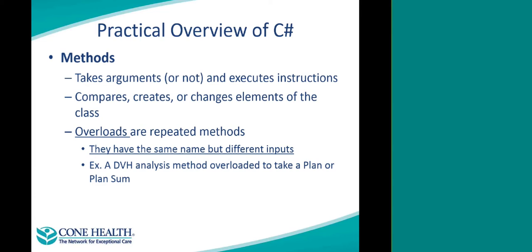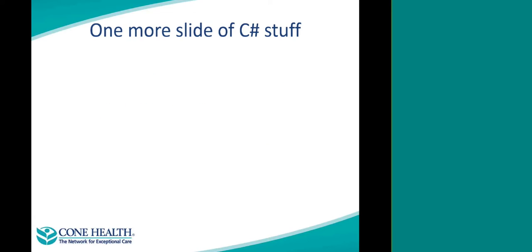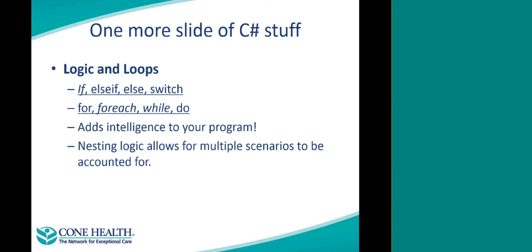And a good example in SAPI is a plan versus a plan sum. All right, so another thing about C# is it has logic that's built in that's really helpful. If, for each, while, these are all examples of logic and loops that you can use to add intelligence to your code. And nesting of those loops allows for more and more complex scenarios.